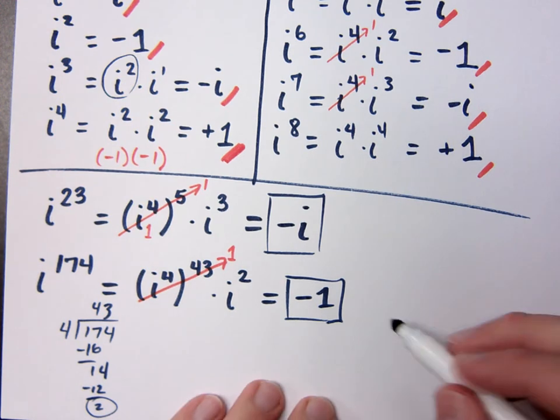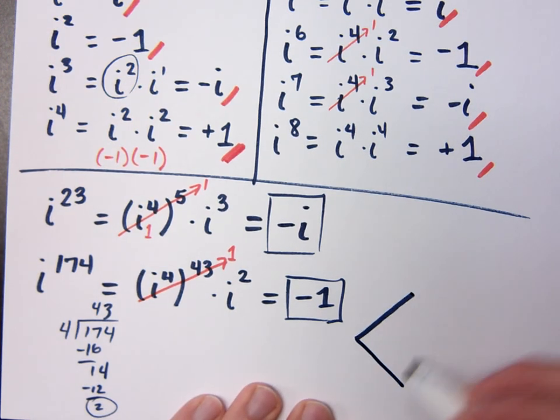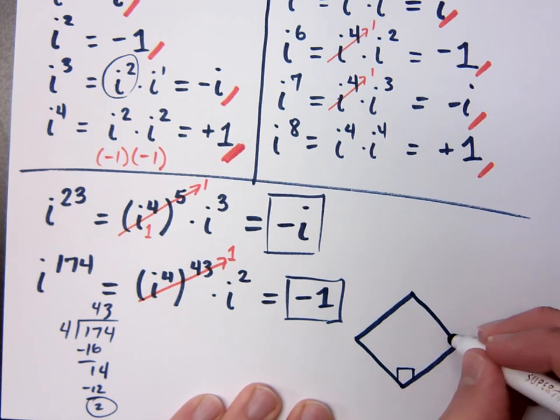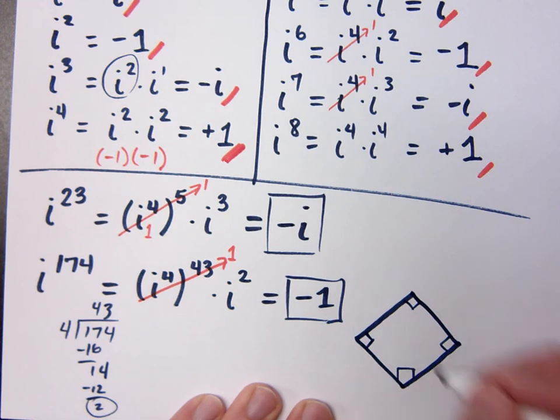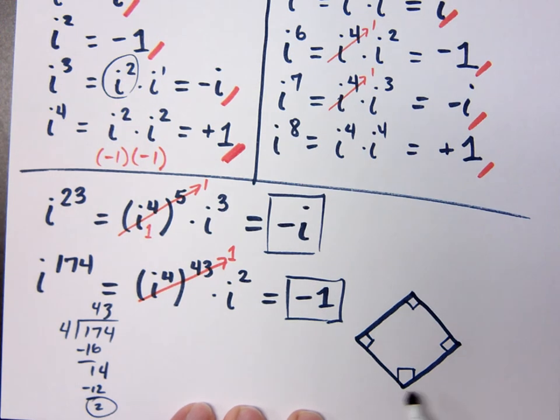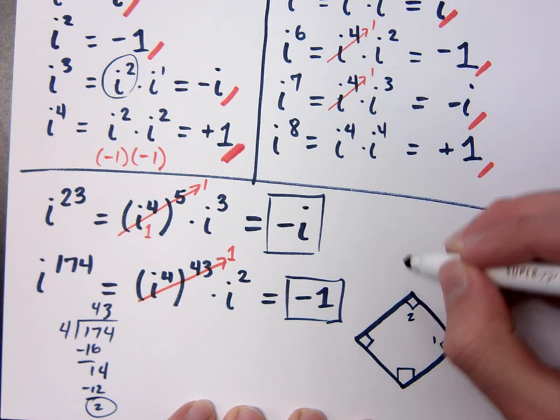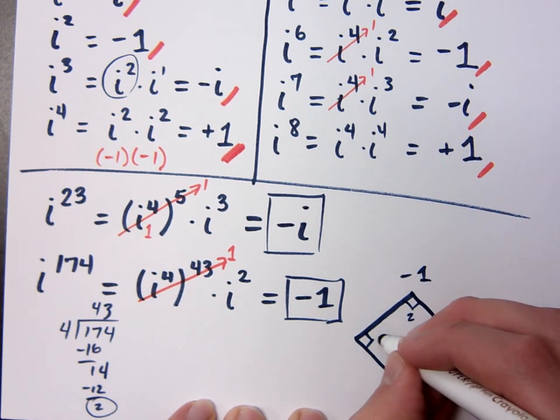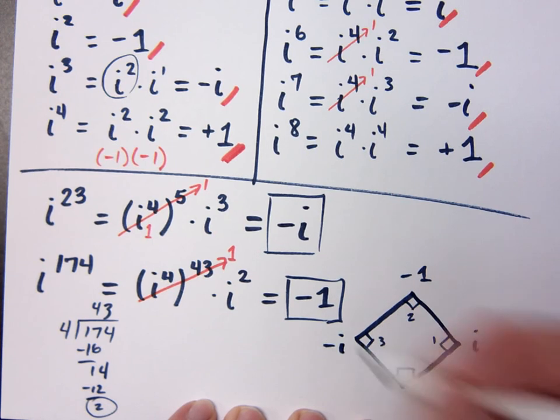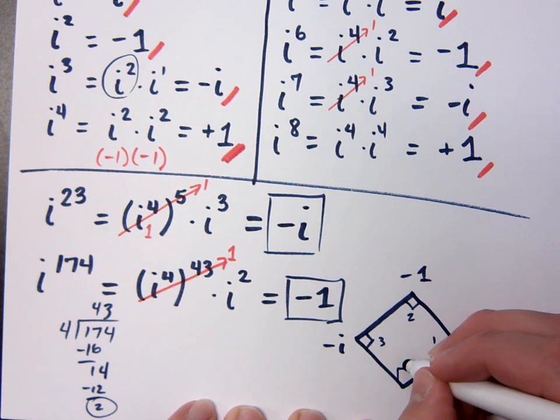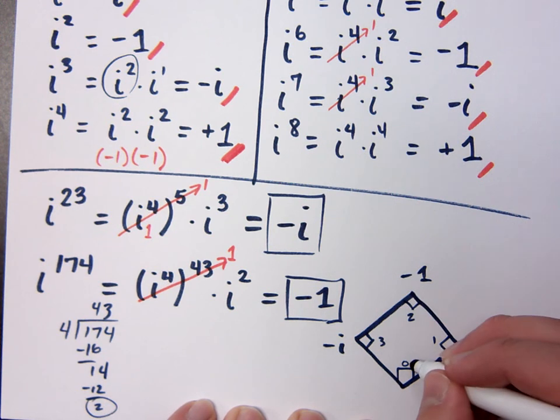Now some of you may have seen something like this before. A little baseball diamond. If you end up with something to the first power, you have an i. If you end up with the second power, that's -1. If you end up at the third power, that's -i. If you have a remainder of 0, you're back at home.